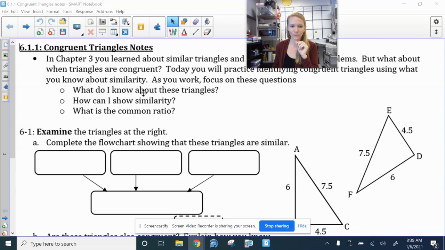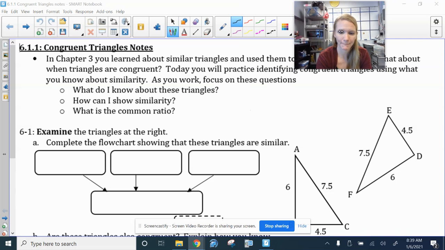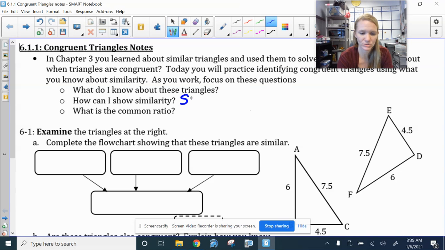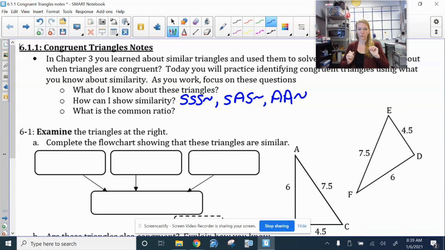So when we think about that, what do we know about the triangles? How can we show similarity? There's 3 ways we can do similarity. We could do side, side, side similarity, side, angle, side similarity, or angle, angle similarity. So there's 3 little shortcuts to show similarity with triangles.